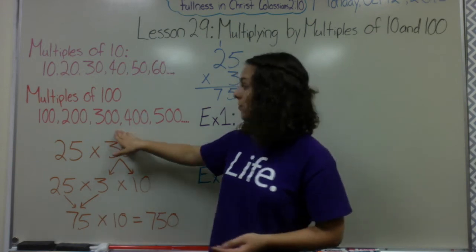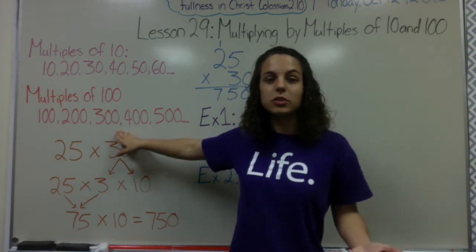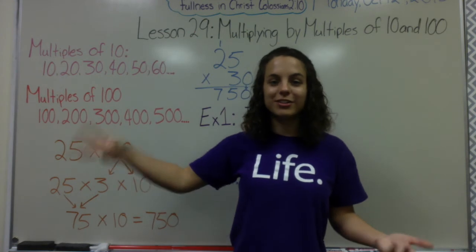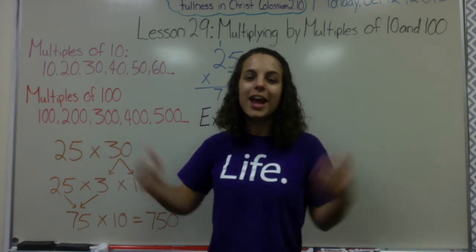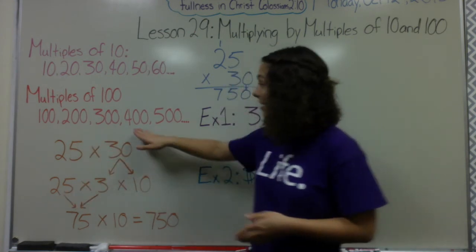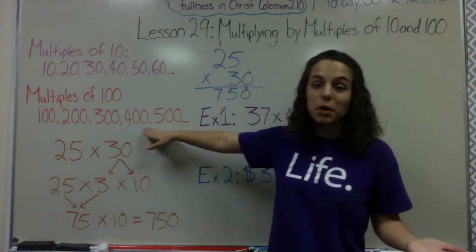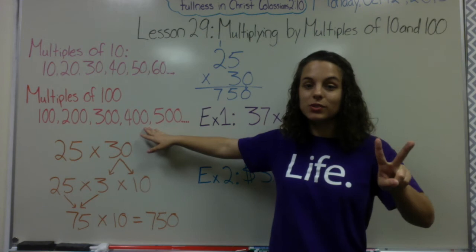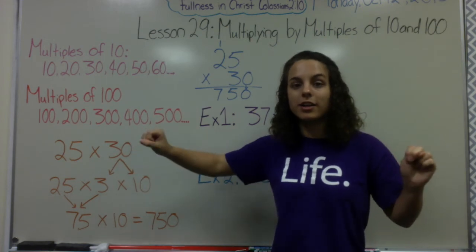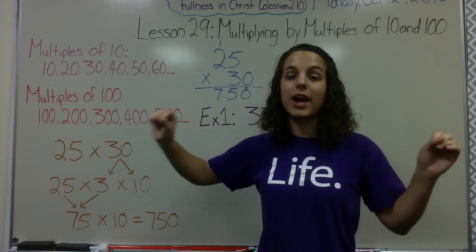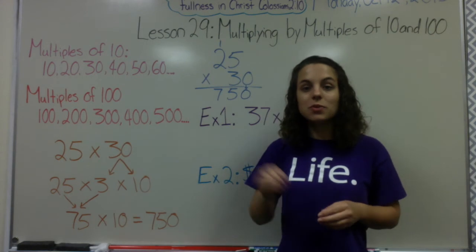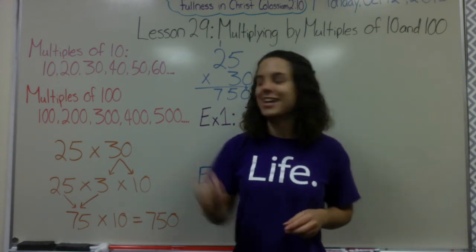Now with multiples of 100, exact same thing. Your multiples of 100 being 100, 200, 300, 400, 500, 600, and it continues on and on. How many zeros do you think it has in it? It has a minimum of 2 zeros. So multiplying 100 times 9, you're going to have 900, adding 2 extra zeros to your 9 already.